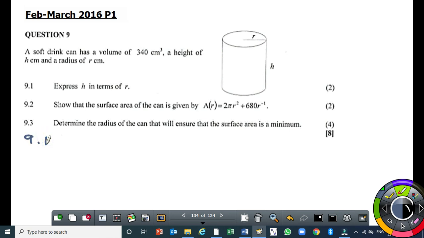Alright, the volume of a cylinder is V equal to pi r squared h.